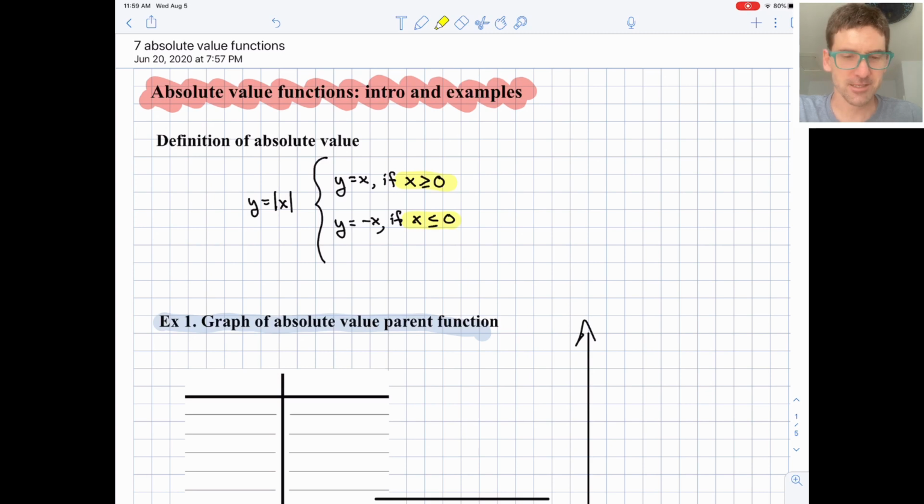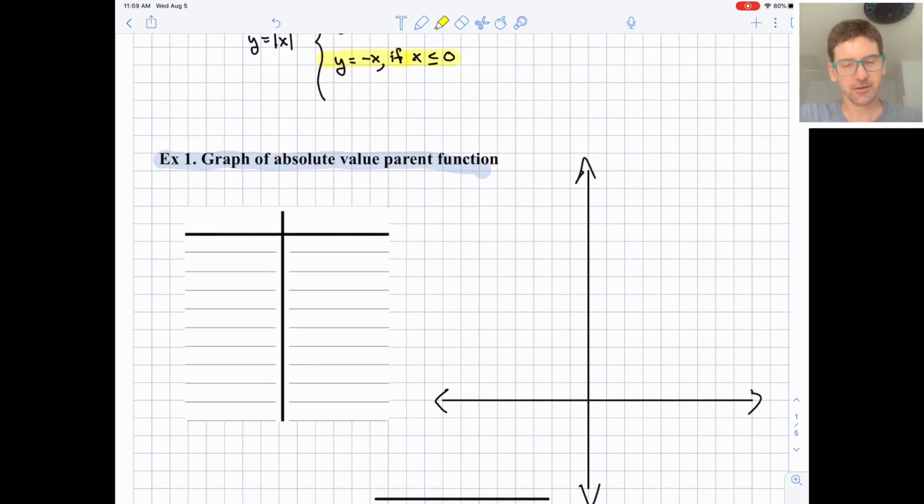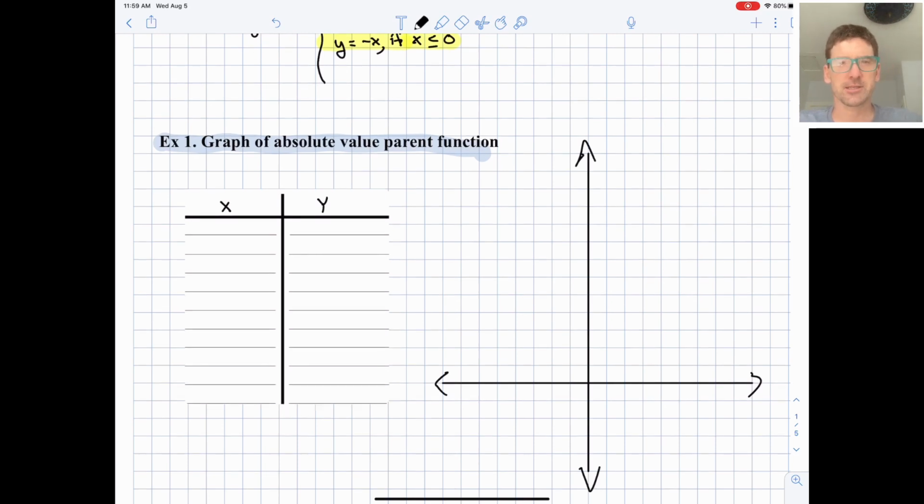So if x is positive, greater than or equal to 0, our absolute value function is just the same as y is equal to x. Okay? And then separately, if x is negative, our absolute value function is y is equal to negative x. So let's go ahead and plot those guys. And I'm going to plot it down here in our first example just by plotting points. But we'll take a look at how our definition of absolute value relates to that and how we can see a couple different lines being graphed.